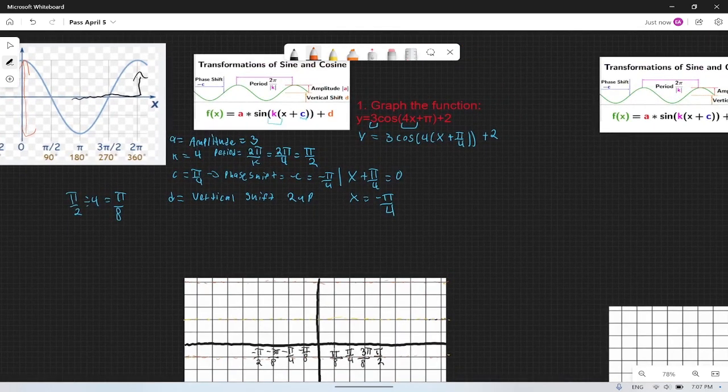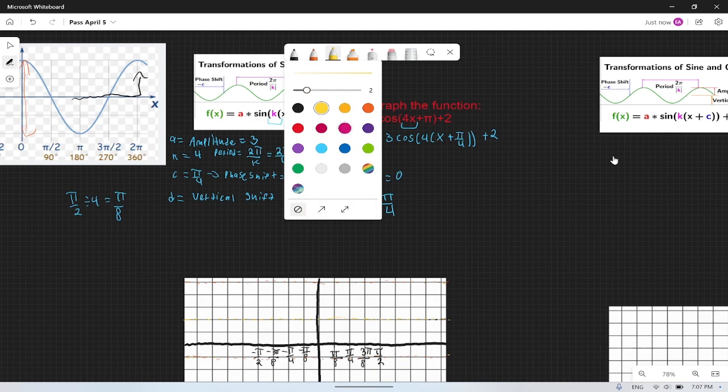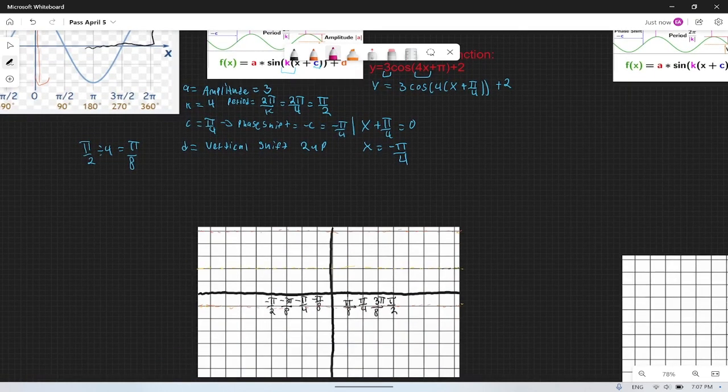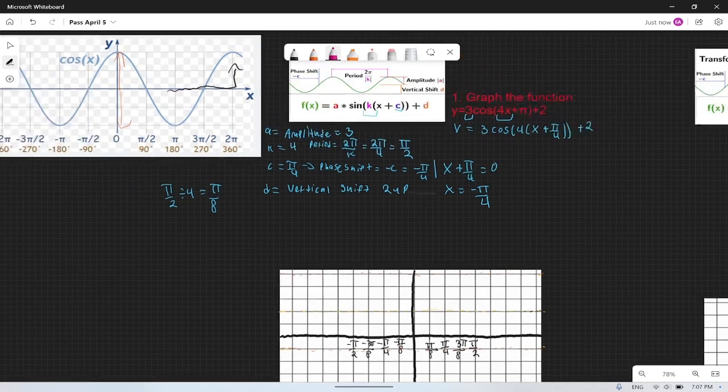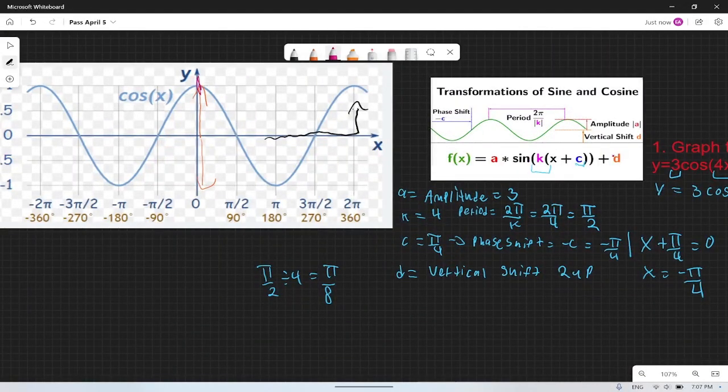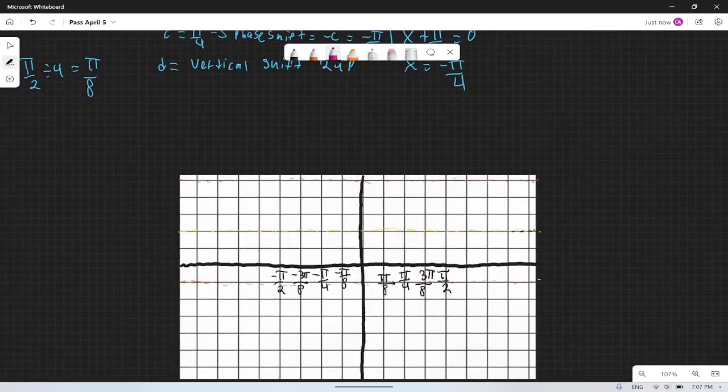And then how I like to start this is at the phase shift. So we know our phase shift is negative pi over 4, to the left since it's negative. So let's choose a color. Let's do pink. So we know our graph starts at negative pi over 4. This is a cos function. A cos function starts at its maximum. So at negative pi over 4, we will be at our maximum here.